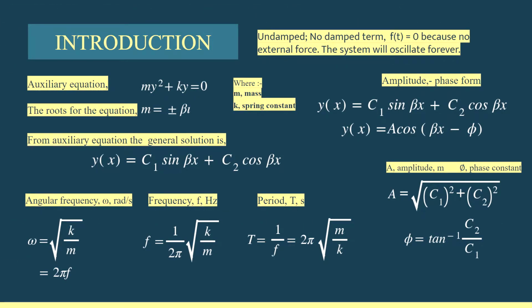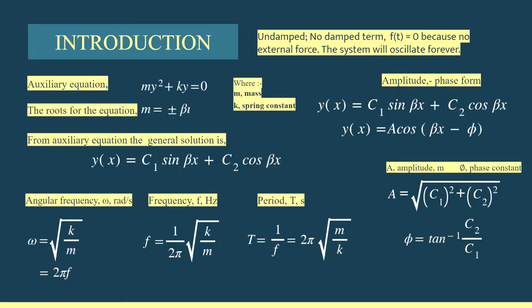Hello, my name is Yasmin. So first thing first, before we move to solving problems, we must know what undamped free vibration means. Undamped free vibration means no damping term, where b stands for the damping coefficient, and no external force, which is F(t) equal to 0. Also, the system will oscillate forever.